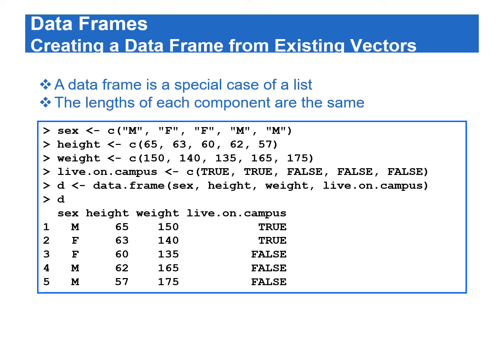A data frame is a collection of data that is organized in rows and columns. Rows refer to observations, and columns are variables. A data frame is a special case of the list object, because we can store different data types in a data frame. Unlike a list, each component of a data frame is a vector with the same length. To create a data frame, we can use the data.frame function.